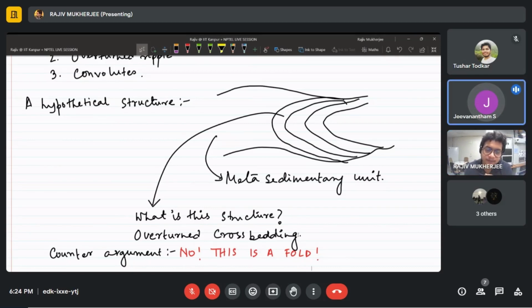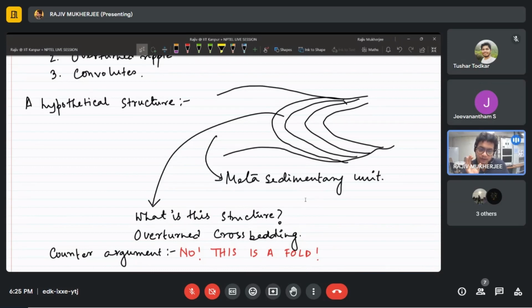Sir, overturned fold means the anticline should be inclined. Generally, fold means there is some issue with your mic, I think. Sir, I mean, the sound is breaking. Can you hear just me, sir? Yeah, I can hear you. Yeah. Overturned fold means the anticline should be inclined.